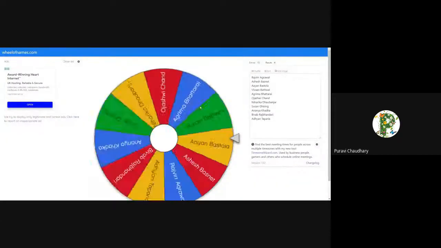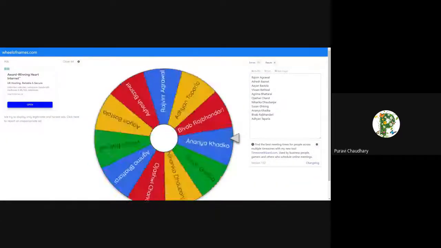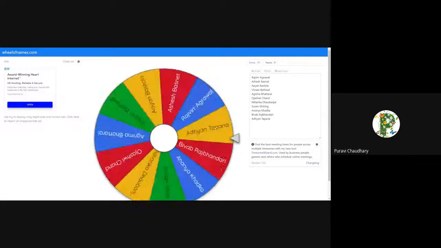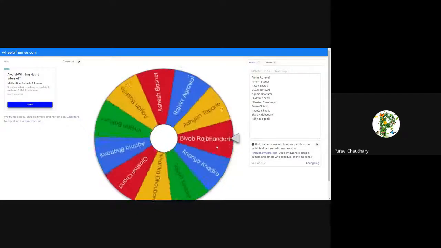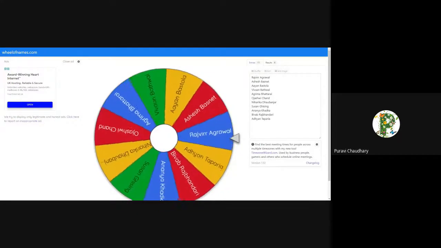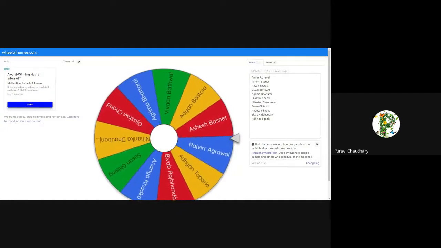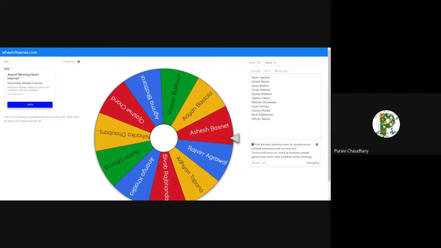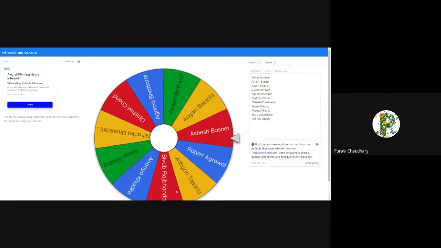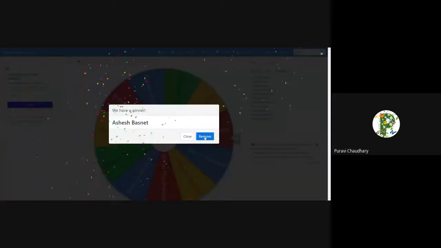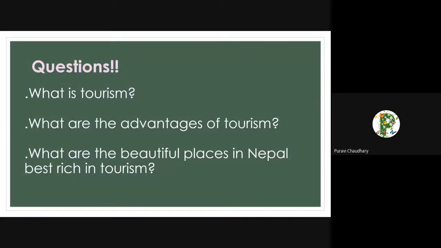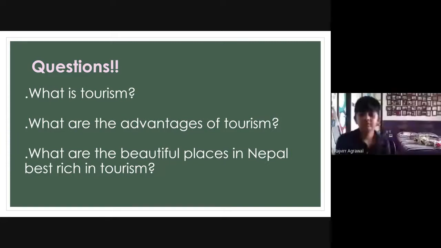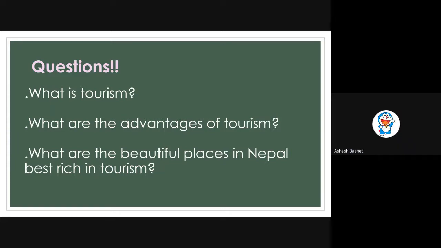So, the last question. It's Ashish, I guess. So Ashish, the question is, what are the beautiful places in Nepal? Mount Everest and Pashupatinath Temple.